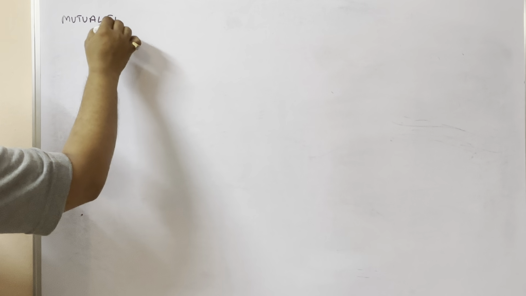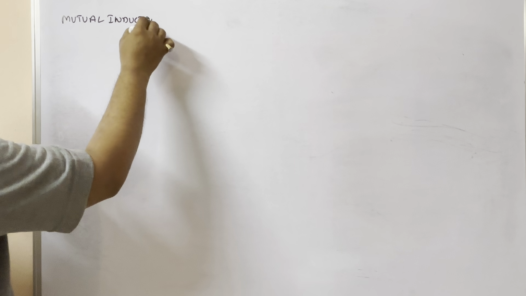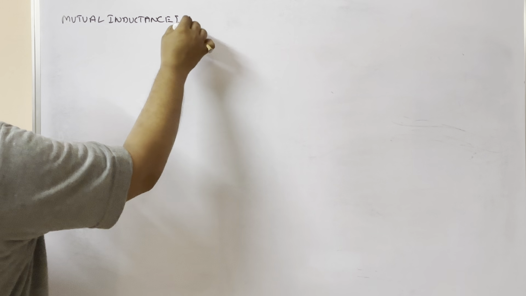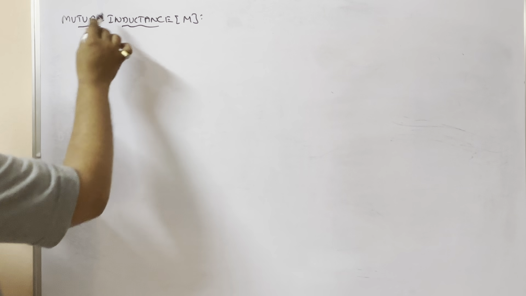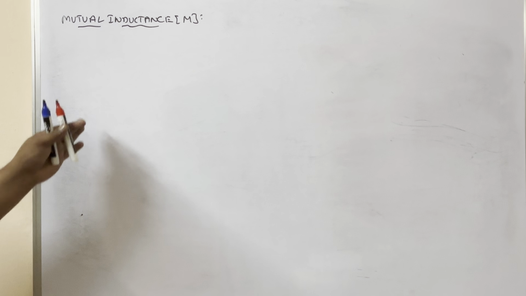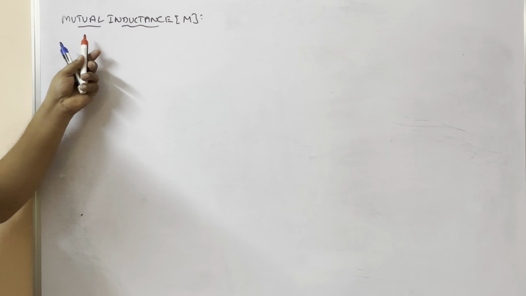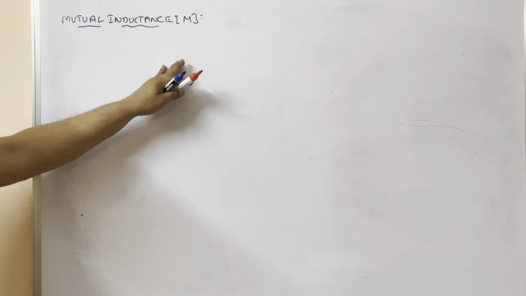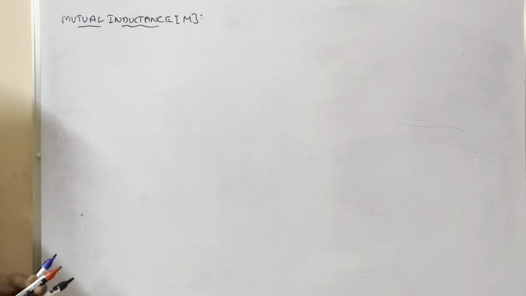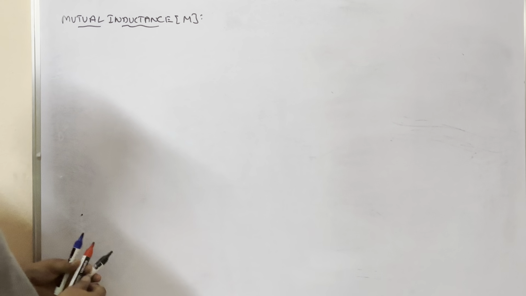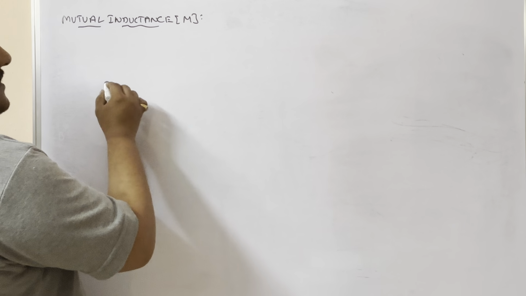Now, you will see mutual inductance. Self-inductance means in the same coil the current is changing, and the flux is also changing in the same coil. But mutual means the current is changing in one coil, and flux will be developing in another coil. That small change you have to remember carefully.